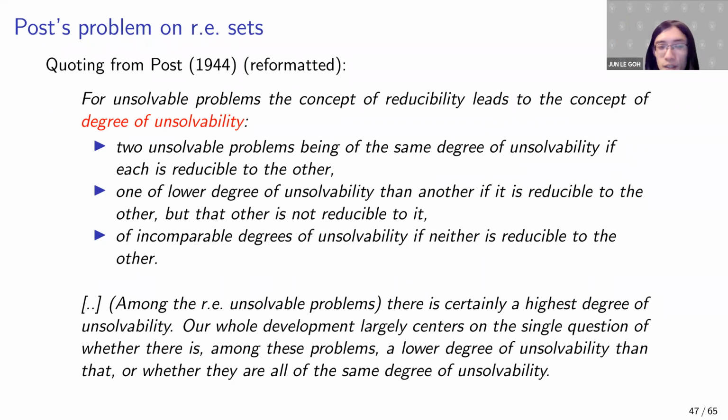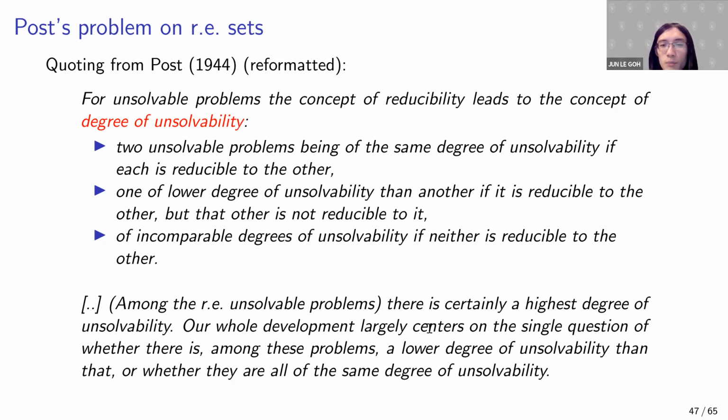So this question on the second half of the slide became known as Post's problem, and it was solved maybe about 10 to 15 years later. I'll leave Patrick to tell you the details about that. But for now, let me point out the connection between these incomparable degrees and Post's problem.